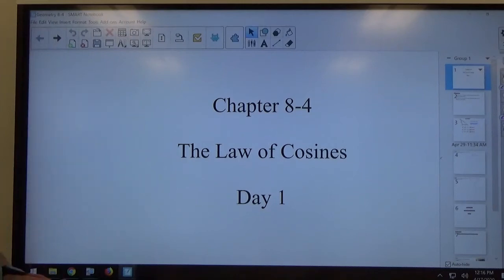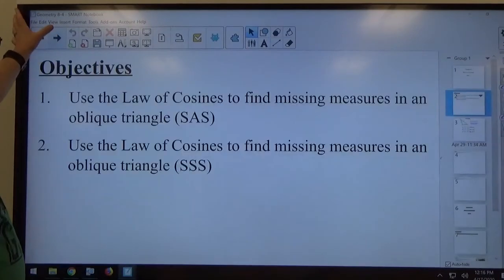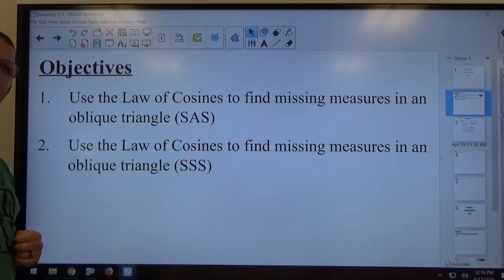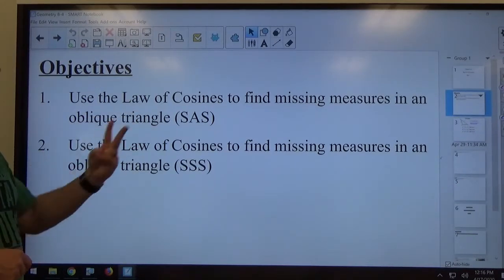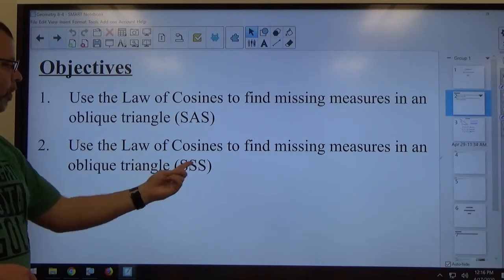All right, so 8.4 day 1, we're going to use law of cosines to find missing sides or angles in a triangle. So, missing measures in an oblique triangle for side, angle, side, or side, side, side. If you recall, law of sines was angle, angle, side, or angle, side, angle. These are two other scenarios of given information: two sides and the angle between, or all three sides.